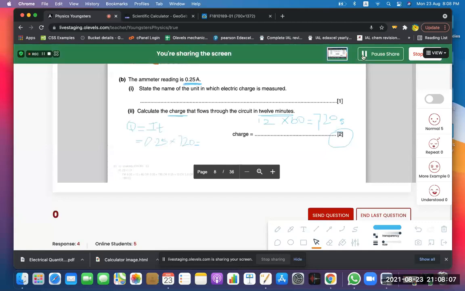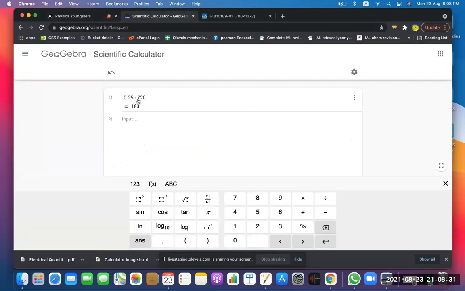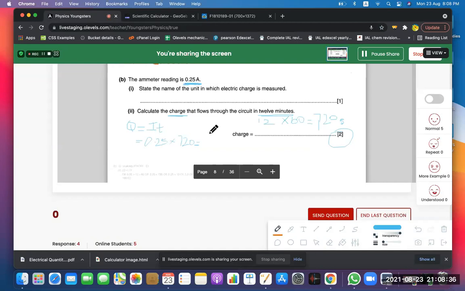Okay, guys, everyone. Look, I have done the calculation here. We use the formula Q equals I times t. We are finding Q. I is 0.25, so I have 0.25 multiplied by the time t in seconds. So here we calculate the t in seconds, that's 720. I multiplied by 720, and I did this in the calculator, 0.25 multiplied by 720, and here I get 180.